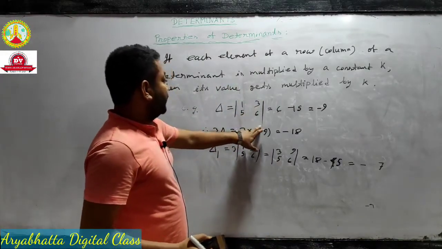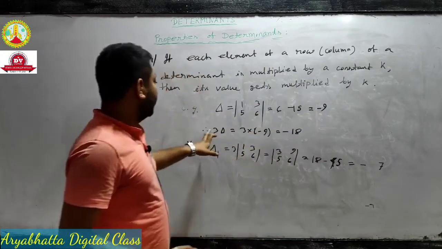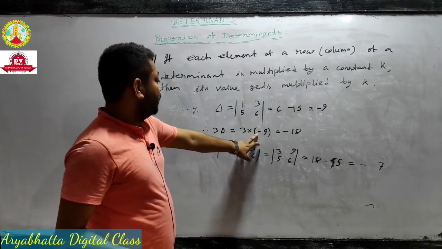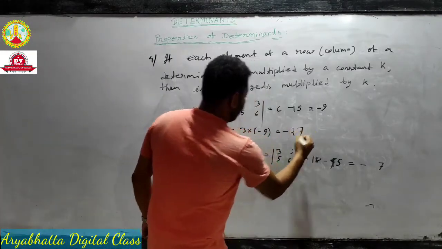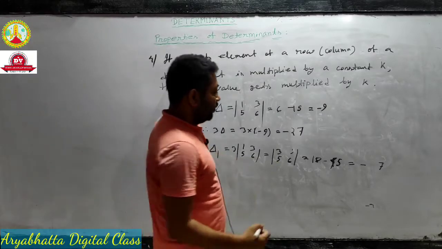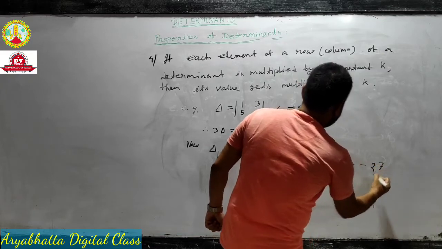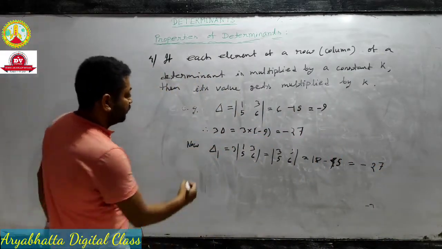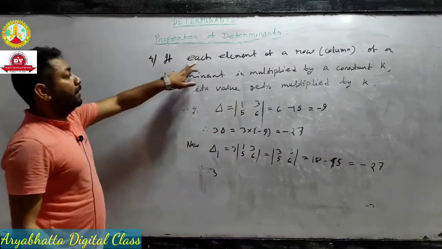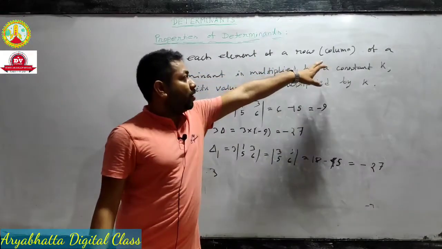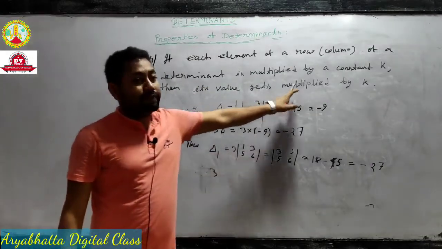delta is equal to |1 3; 5 6|. This is equal to 6 minus 15, equal to minus 9. Next, 3 into delta is equal to 3 into minus 9. This is equal to minus 27, and delta 1 is equal to minus 27. Therefore, the value of delta is equal to the value of this. Therefore, if each element of a row or a column of a determinant is multiplied by a constant k, then its value gets multiplied by k.